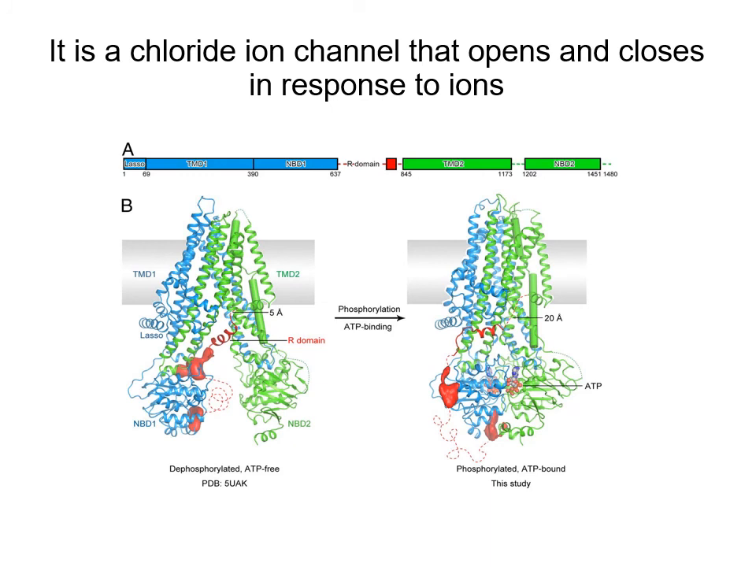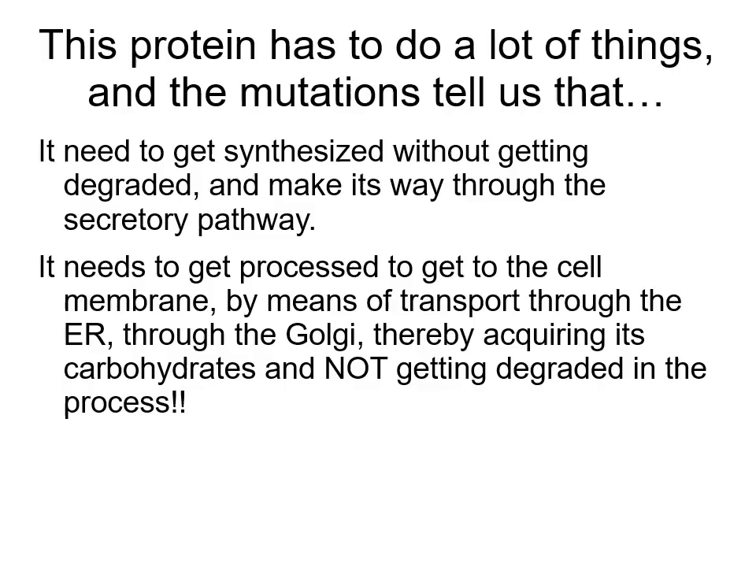Okay, so here's our protein again. It's a chloride ion channel, sits in the membrane, and it has to do a lot of things. And that's the basis of some of these drugs. The things it has to do: it needs to get synthesized without getting degraded. It's a membrane protein and it's glycosylated, so it has to make its way through the secretory system, through the ER, through the Golgi, in order to get to where it's supposed to go. So there's a lot of cell biology which has to go correctly to get this protein to its correct destination in the cell.